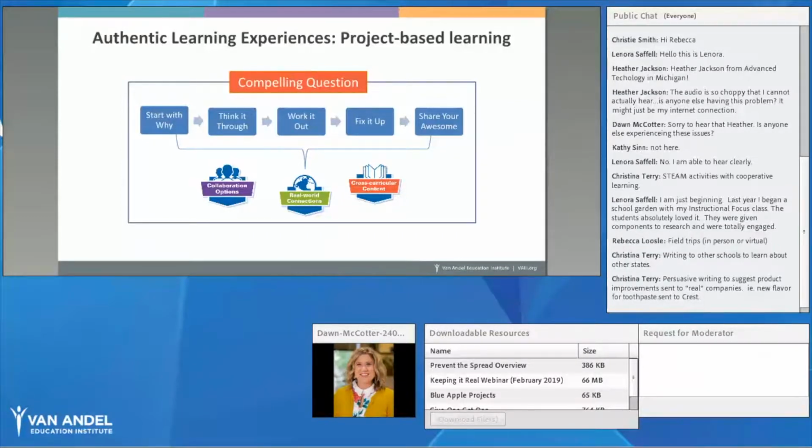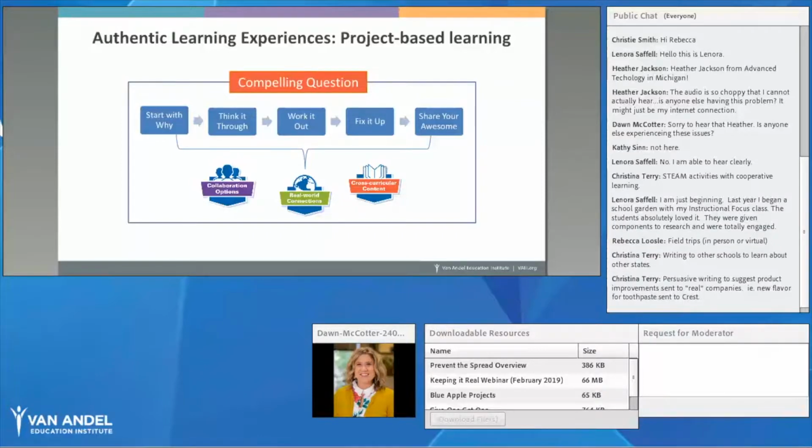And then once they have that relevancy, then we take them through this think it through stage where they're getting all that information they need. This is where you can bring in the experts, those real world connections. You bring in the articles, the multimedia, the other content, the instruction that they need in order to then start designing and developing their solution or their product to this question or problem.